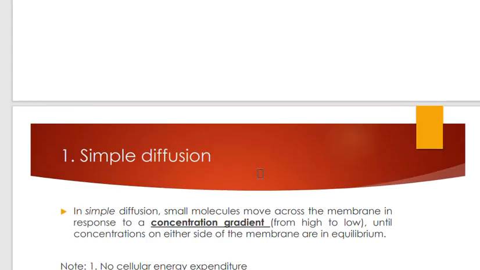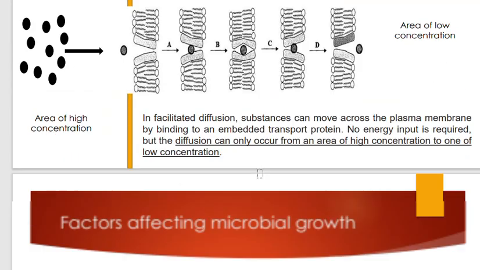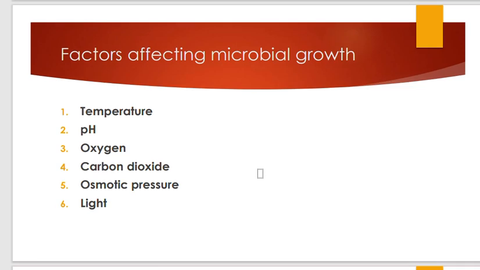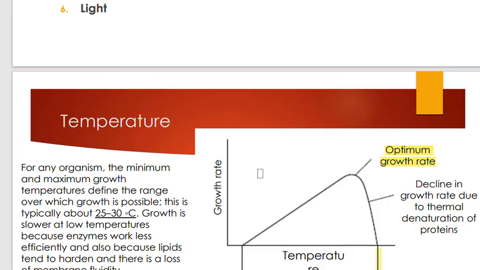So for this video, we will continue our discussion on the different factors which affect microbial growth. So what are the different factors which affect microbial growth? So we have here temperature, pH, oxygen, carbon dioxide, osmotic pressure, as well as light. So let's first begin our discussion on the most significant factor which affects microbial growth.